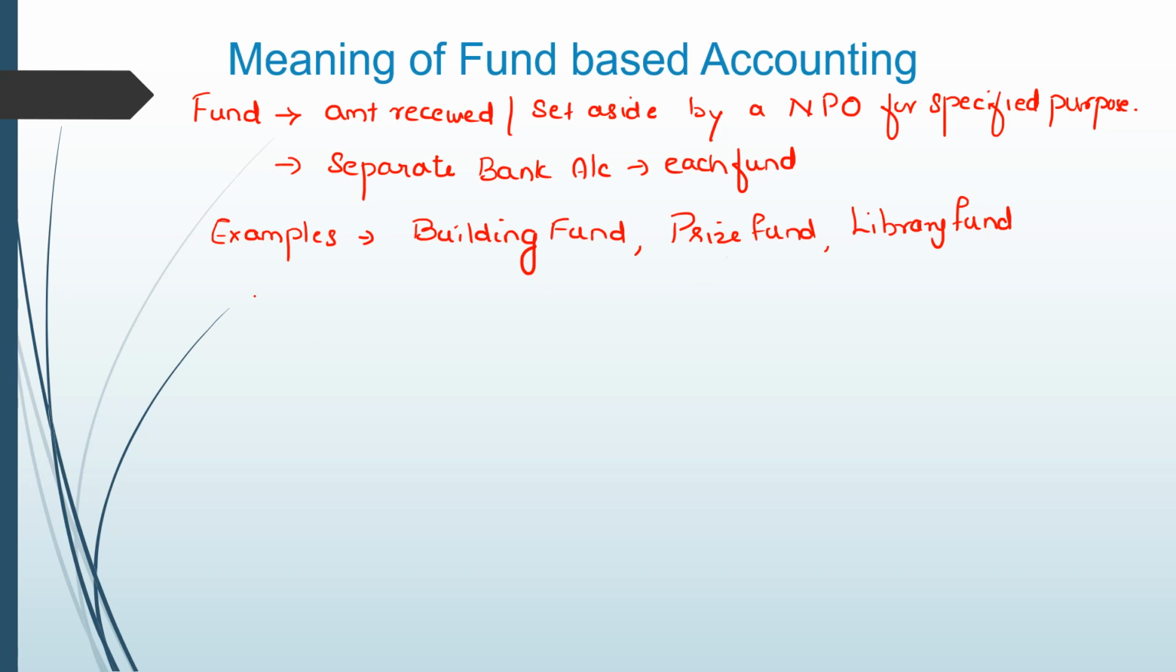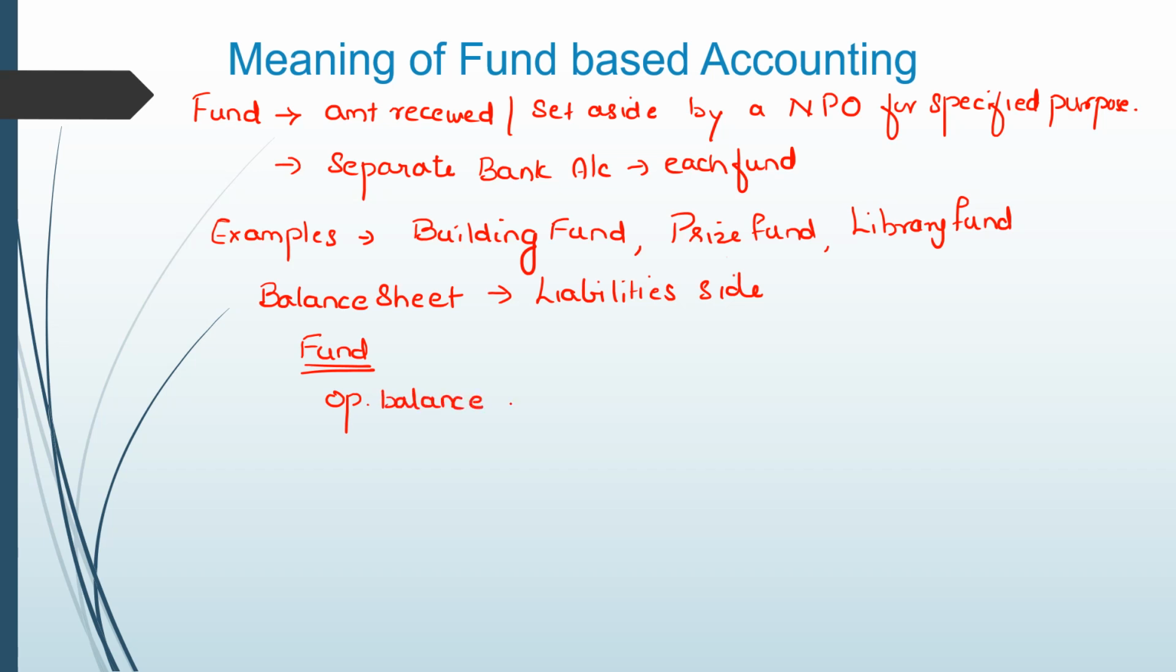Normally, we would find these funds reflected in the balance sheet of the NPO. On the liability side of the balance sheet, you would find these specific funds. And the fund balance would be denoted like this. If it is an already existing fund, then you would have an opening balance. But if it is the first year in which the fund is being created, you would not have an opening balance.